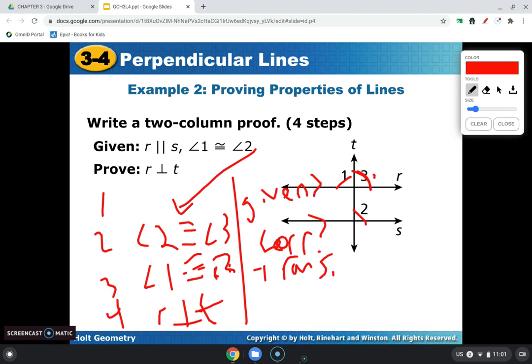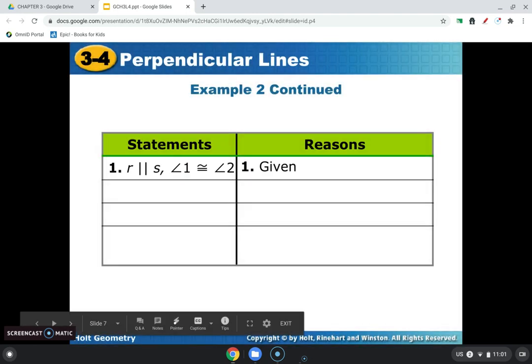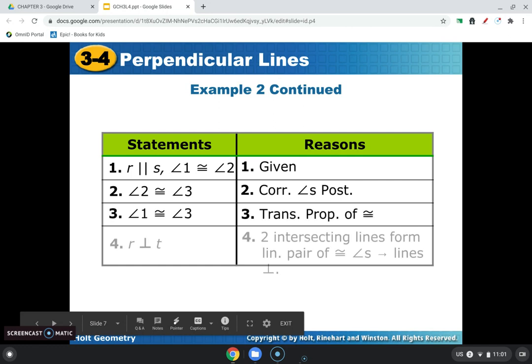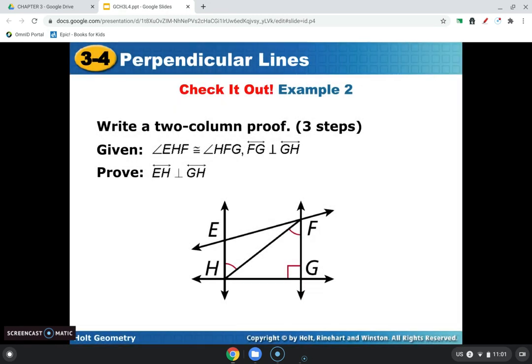Okay? So then we got to go prove perpendicular. So we got to think back to our other page there. Well, we just showed that those 2 angles right next to each other are the same, so that would have to be 90. So 341 would be that proof. I think I've got it on the next slide here. Yeah. All right, so we had our givens, corresponding angles, transitive property, and then that would be the same as 341. You can just put 341 or whichever one that you use. All right, 4-step proof. Let's try that again.